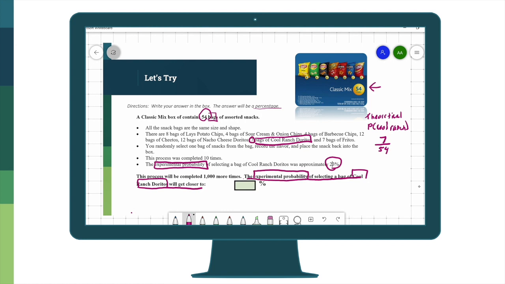And this is approximately 13/100ths. 7 out of 54 is approximately 13/100ths. But if we remember in our problem, it actually gave us specific directions because it said we need to express it as a percentage. So we take that 13/100ths and we multiply it by 100, which gives us our percent of 13%.